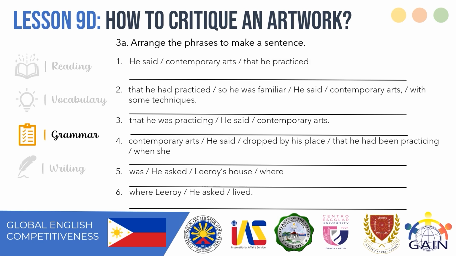Now let's have some grammar practice. Arrange the phrases to form a sentence. For example, in number 1, the correct arrangement here is, he said that he practiced contemporary arts. Now pause the video and answer items number 2 to 6. Here are the correct answers.